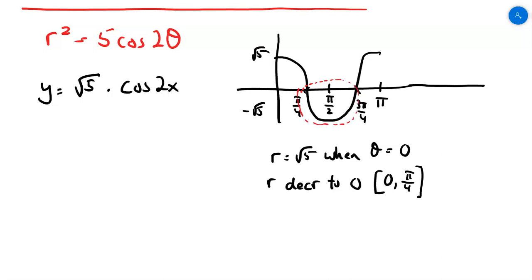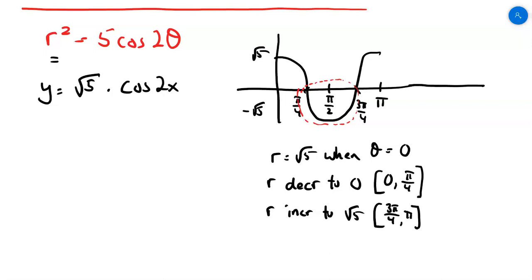Really, this thing doesn't exist because the original equation has an r squared in it, right? So when can r squared be equal to a negative number? It can't. So this graph actually stops between pi over 4 and 3 pi over 4. It just doesn't exist. And then it picks up again on the other side, and then it increases to the square root of 5 on the interval from 3 pi over 4 to pi.